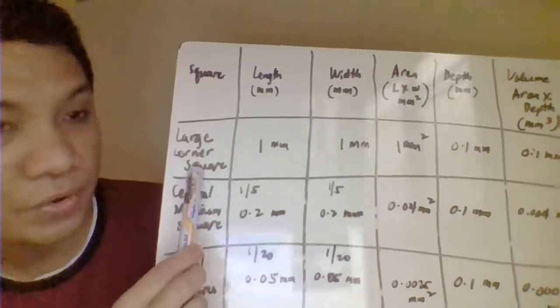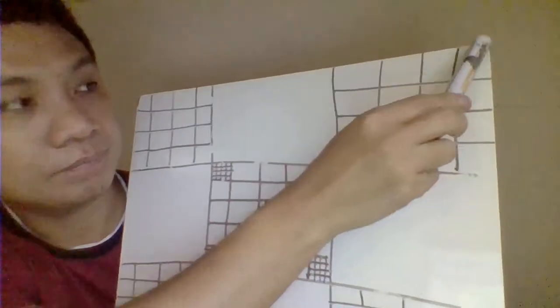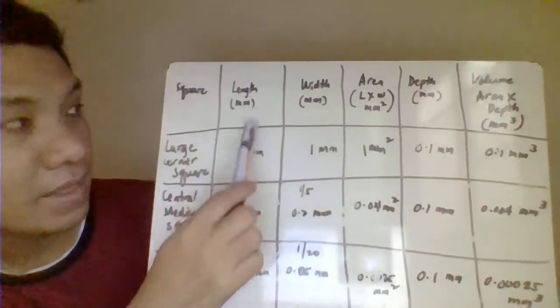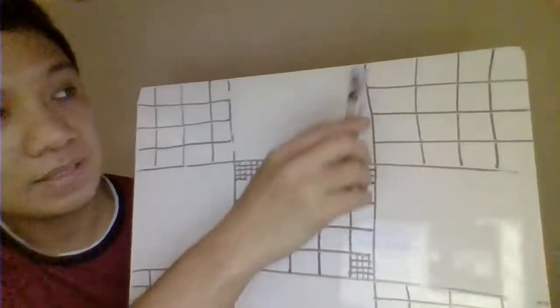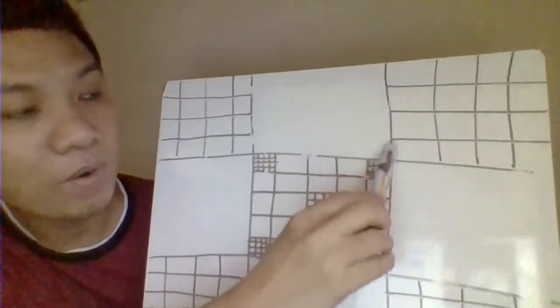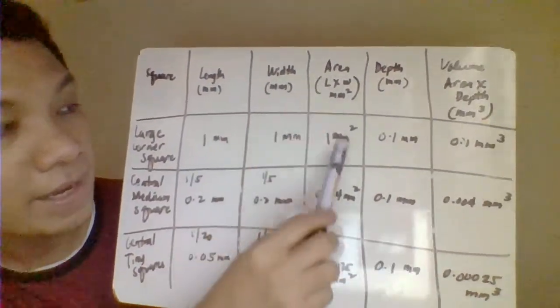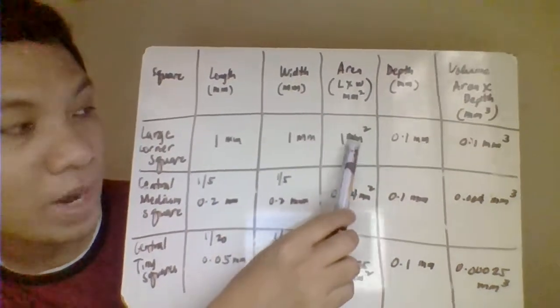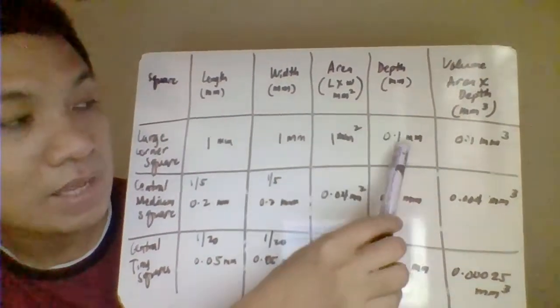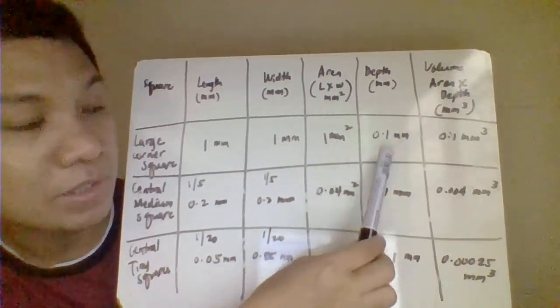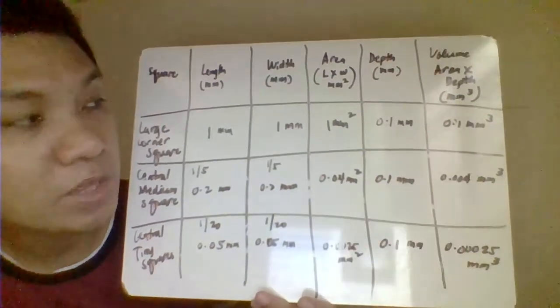First, we have the large corner square. This is a whole large corner square. Its length is 1 millimeter and its width is also 1 millimeter. Its area is 1 times 1, that's 1 square millimeter. The depth is 0.1 millimeter, so to obtain the volume, multiply 1 square millimeter by 0.1 millimeter, that gives you 0.1 cubic millimeter.